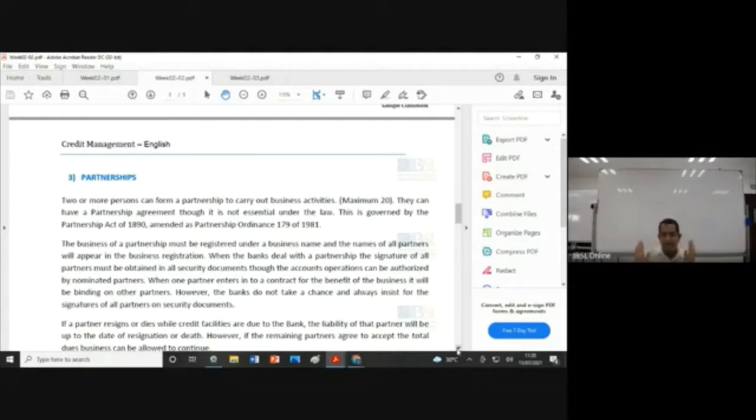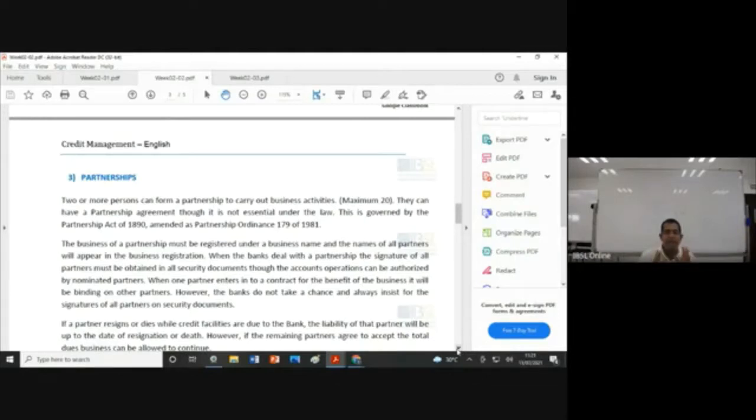Each partner is responsible for the dealings of the business. If I am in a partnership, I can't say, no, I didn't get the money, it was given to someone else. No, everyone is equally liable, unless the partnership agreement says otherwise. Equally liable. So even if one partner goes and borrows something for the business, everyone will be liable.